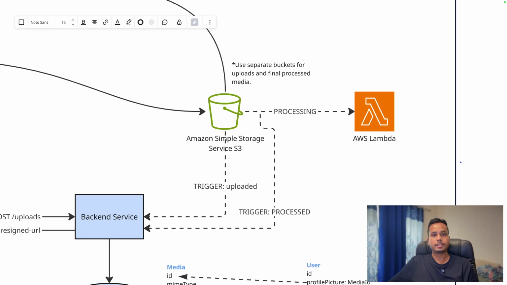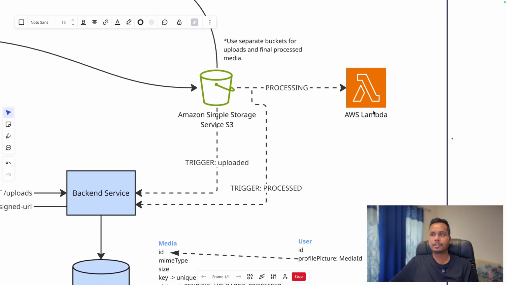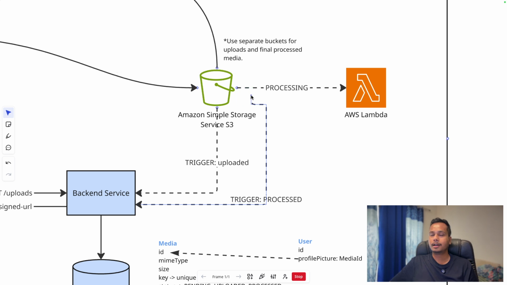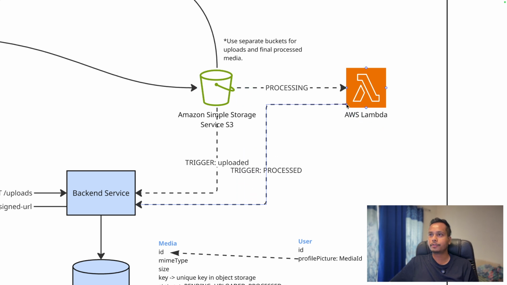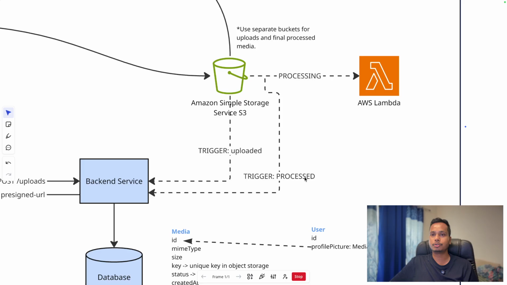Now this processing is as per your requirement. As I told you, you can do whatever you want with that particular media file. Once you have finished processing it, you can either update the database directly from this AWS Lambda, or you can send another notification to your backend directly from the Lambda. Or you can upload that file back into S3 and then trigger another notification to your backend service.